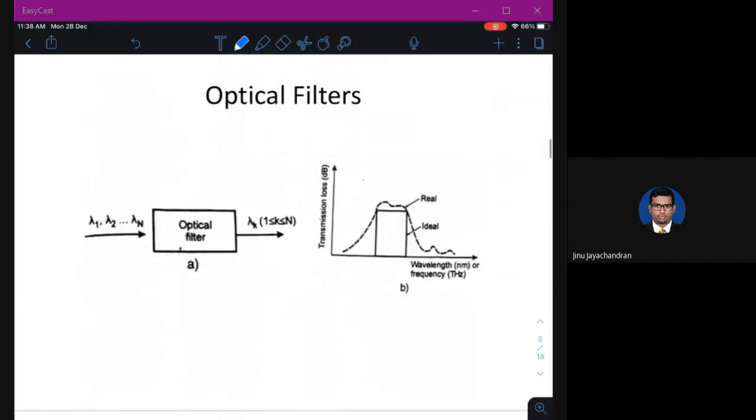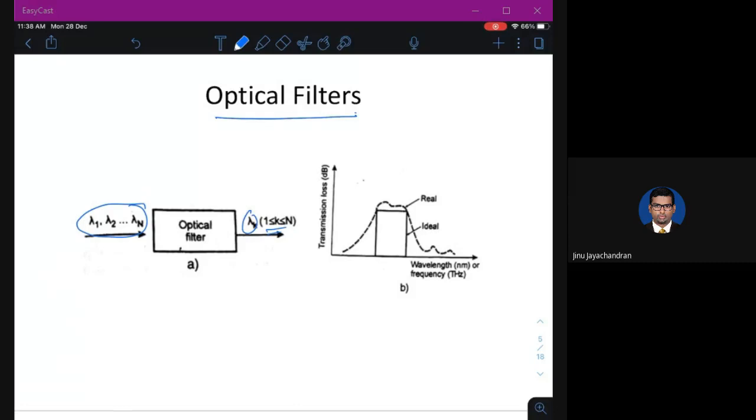Okay. So this is basically a block diagram of a tunable filter. You see that the input is lambda 1. So sorry, this is a block diagram of an optical filter. So the input is lambda 1 up to lambda n, and the output is lambda k, meaning there is one wavelength. And it can be either lambda 1 or lambda 2 or lambda n, whichever is possible.